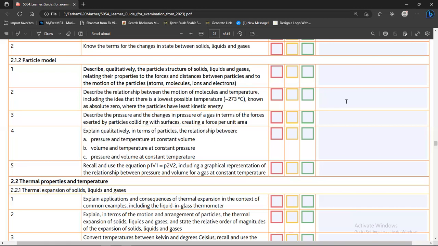Explain qualitatively, in terms of particles, the relationship between pressure and temperature at constant volume, volume and temperature at constant pressure, and pressure and volume at constant temperature. Recall and use the equation P1V1 equals P2V2, including a graphical representation of the relationship between pressure and volume for a gas at constant temperature.